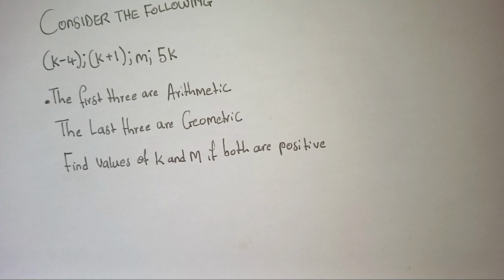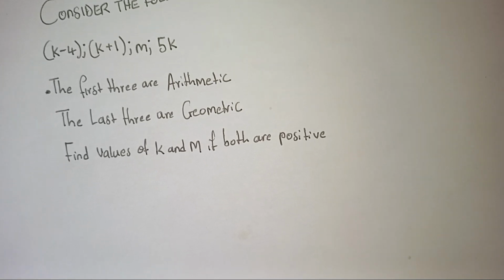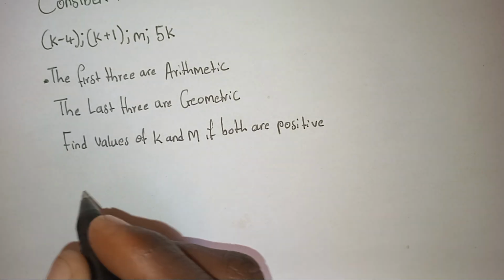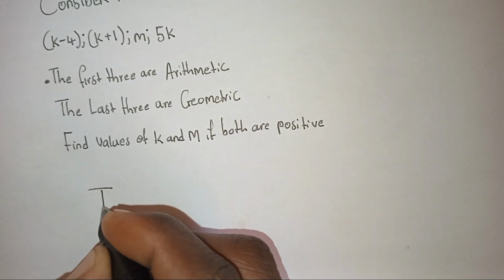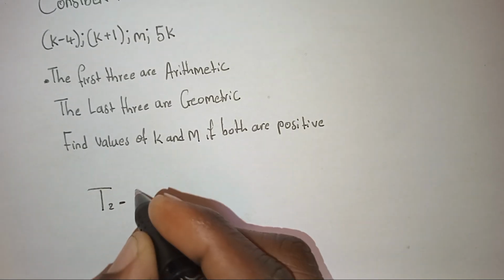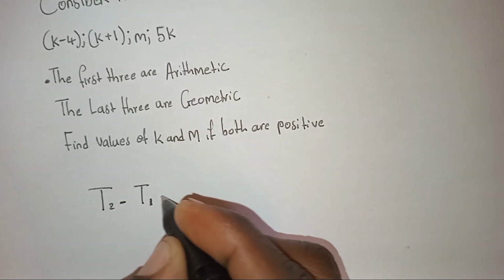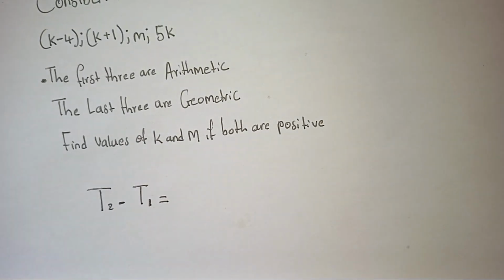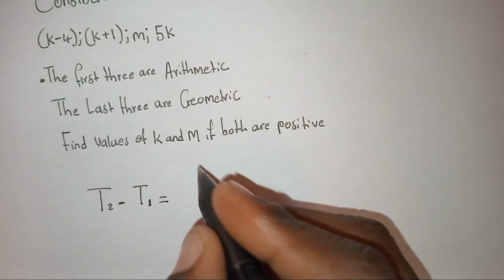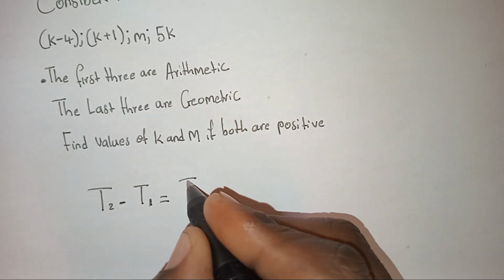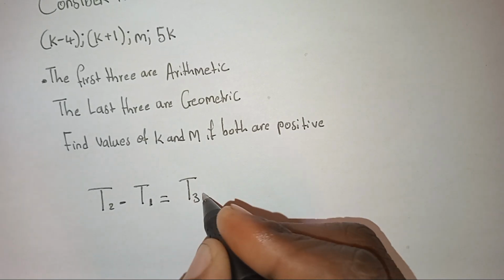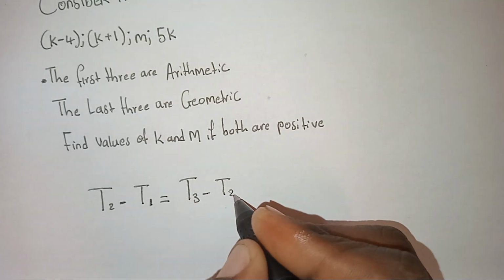So I'm going to use that knowledge to deal with the first given information, which is the arithmetic sequence. We start by taking term 2 and subtracting term 1. Remember, when I do that, I get the common difference, and this value will be the same as what I get when I say term 3 minus term 2.